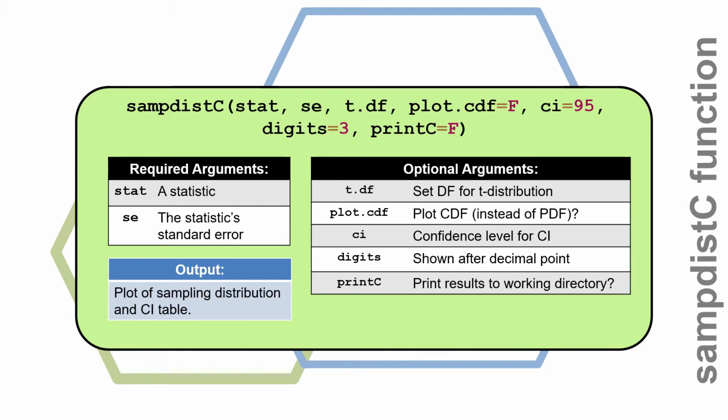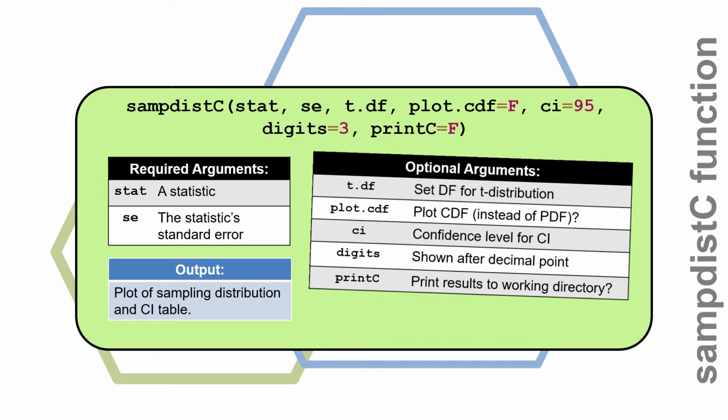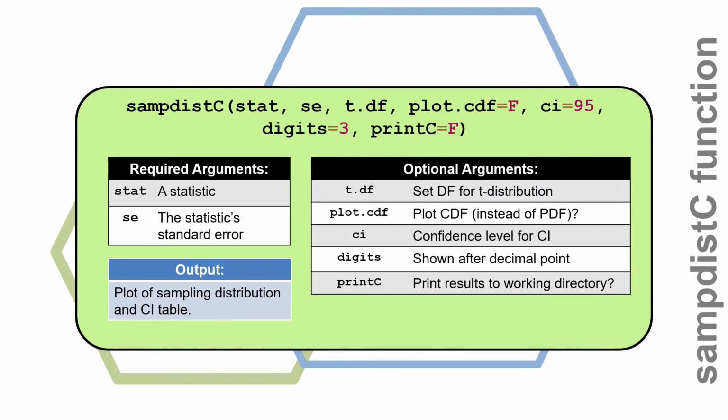The sampdistC function supports some standard optional arguments. With sampdistC, you have options to specify the number of digits you want to see after decimal points, and whether you want to print your results to an HTML file in your working directory. You can set the function's optional t.df equal to a whole number to use a t-distribution rather than a normal distribution. You can set plot.cdf equal to true to obtain a cumulative density function rather than a probability density function.